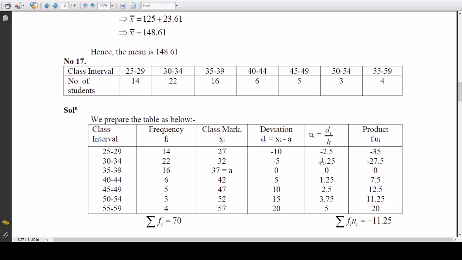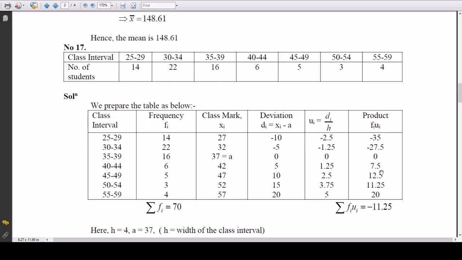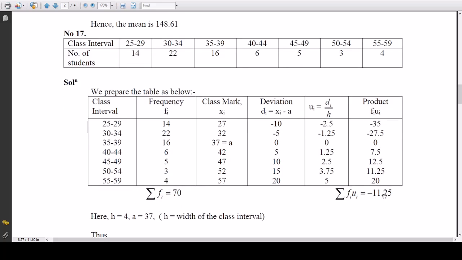Plus minus is minus. 1.25 multiply 22, you are getting 27.5. 0 multiply 16, 0. 1.25 multiply 6, 7.5. 2.5 multiply 5, 12.5. 3.75 multiply 3, 11.25, and 5 multiply 4, it is 20. Sum of frequency, the sum of 14, 22, 16, 6, 5, 3 and 4, it is 70. And the sum of fiui here is minus 11.25.